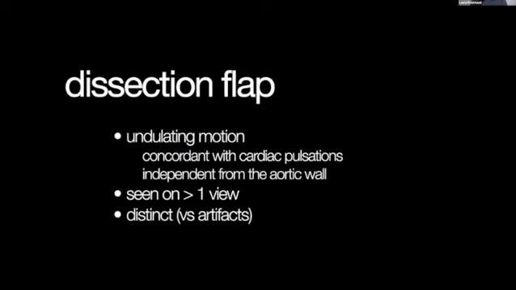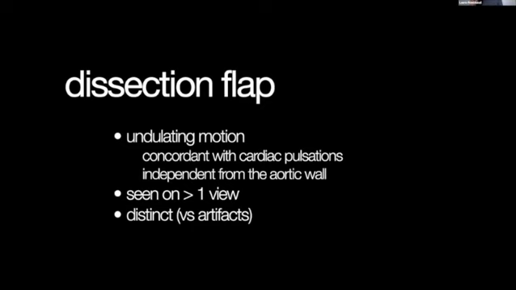Let's talk about artifact, because that's actually very important. Artifact can be difficult to distinguish from a flap, but here are some little tips that might help you make that distinction. A dissection flap typically is going to have an undulating motion. It's going to be concordant with the cardiac pulsation or the heart rate. It's going to be independent from the aortic wall, so it really doesn't look like a reverberation artifact. It's completely independent.